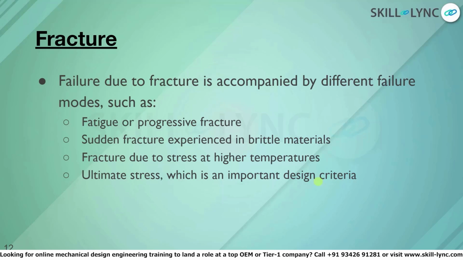Now here, as for fatigue or progressive fracture, this is a fracture that takes place in ductile materials. In ductile materials, the material will first undergo phenomena like strain hardening and necking, and then finally move to failure, which is fracture. But when it comes to brittle materials, it is going to hold for a long time and then suddenly break, which is snap, without any kind of indication. The other two, fracture due to stress at high temperatures and ultimate stress, are understandable.